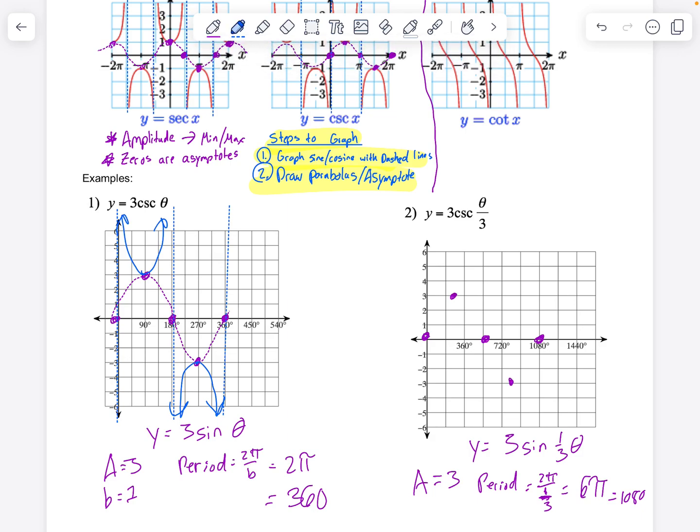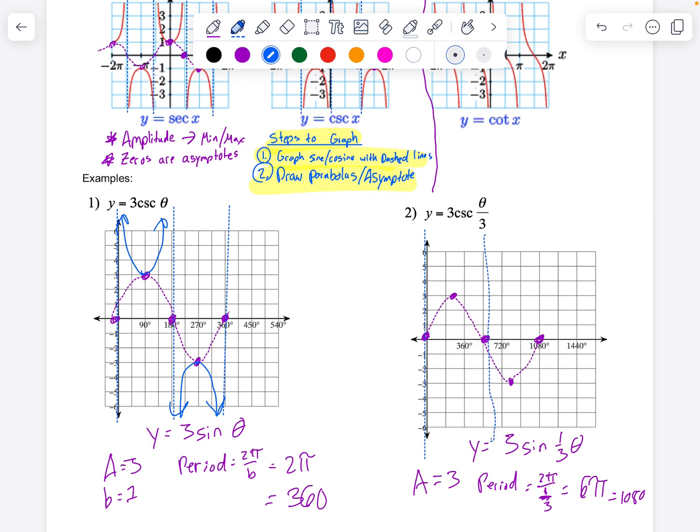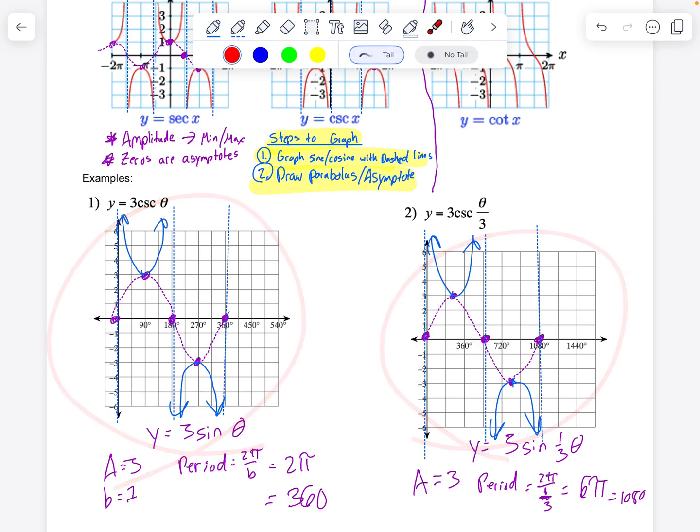3, -3. Again, my purple dash is not necessarily part of my answer. It just helps us find your actual reciprocal function. Let me do my zeros here. Boom, boom. Bang. And then draw your parabolas. Opens up here. And then opens down here. Okay. So again, these should look the same, right? The difference obviously is kind of like stretching, compressing here because we're using different units.